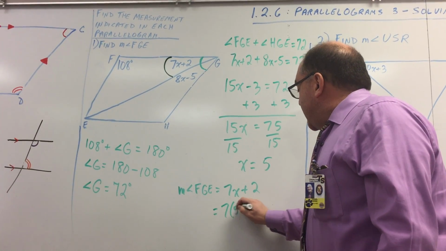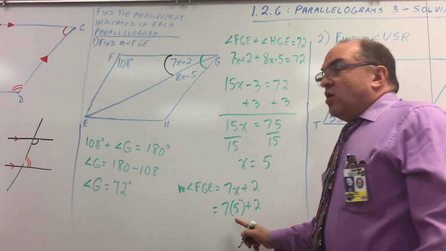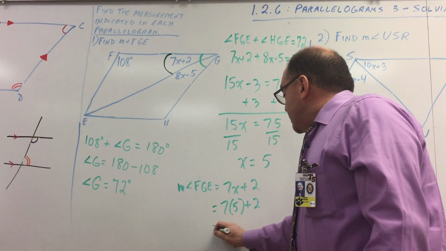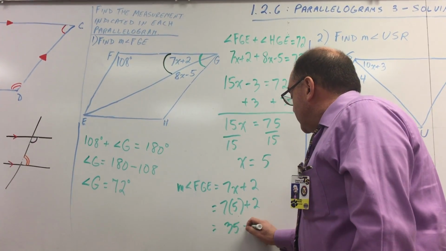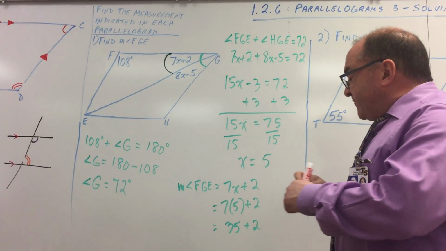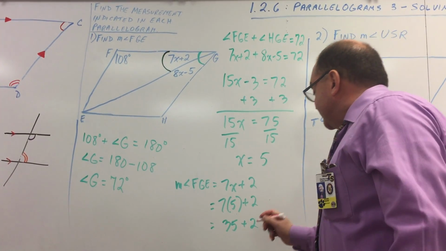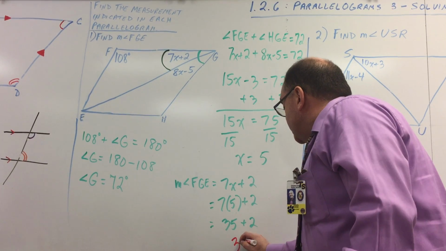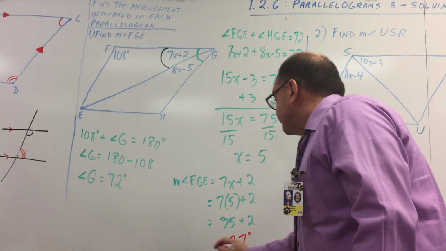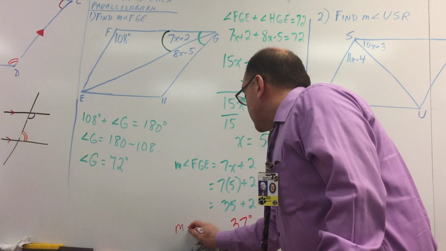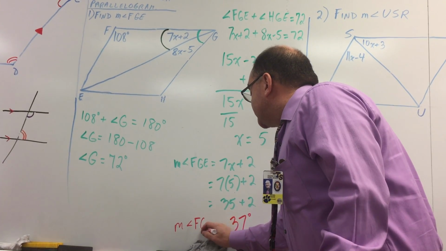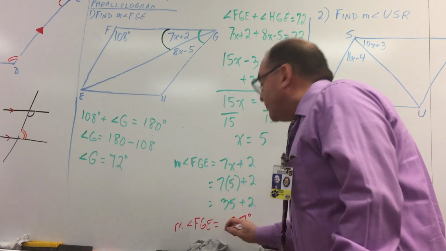7 times 5 plus 2. What's 7 times 5? 35 plus 2. What's 35 plus 2? 37. So we'll just subtract 37 from 72 to get the other angle. That is absolutely, positively, wonderfully correct.